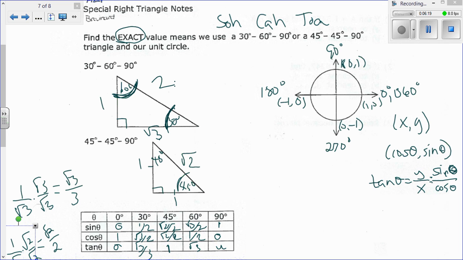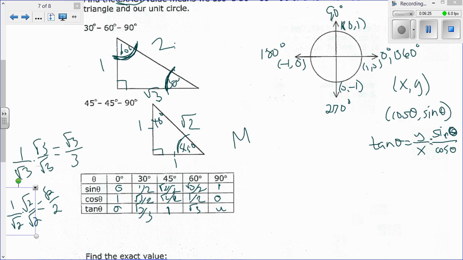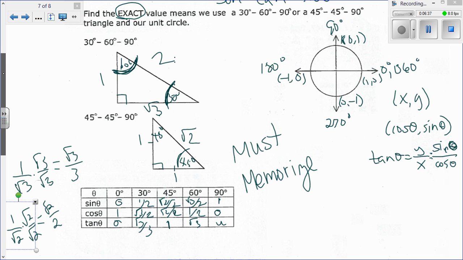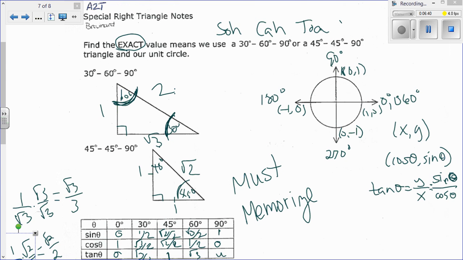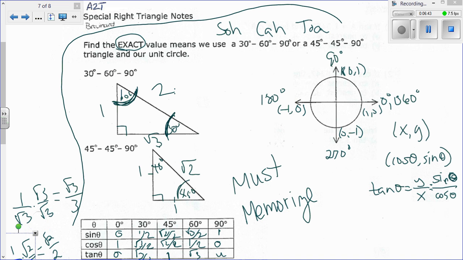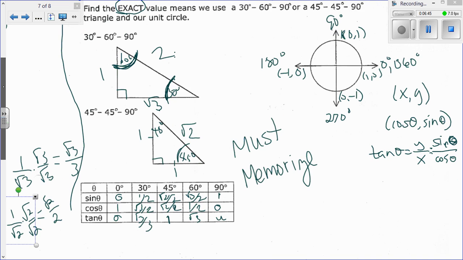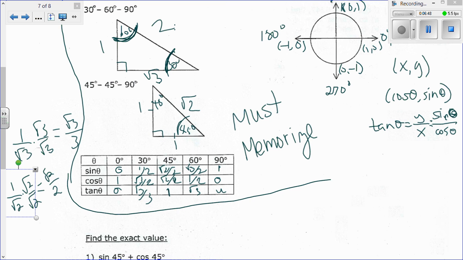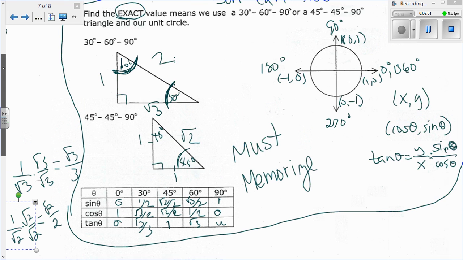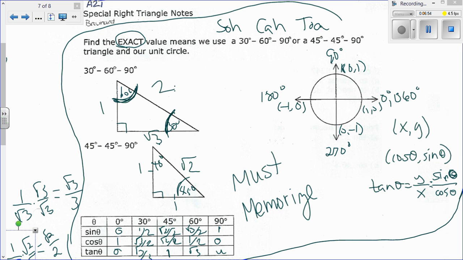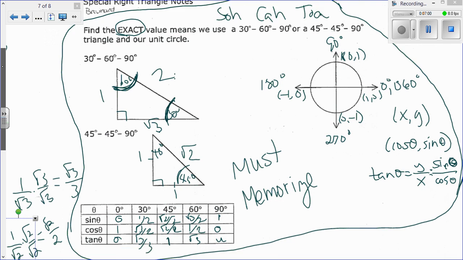And all this stuff we just did here, you must memorize. Okay? When I say must memorize, that includes our unit circle, our right triangle, and our charts here. Everything I have here that I'm trying to cover up is what we must memorize here.